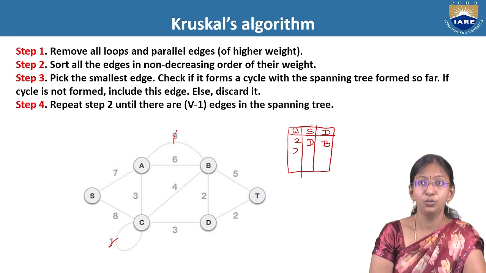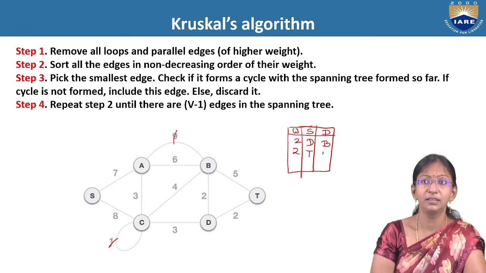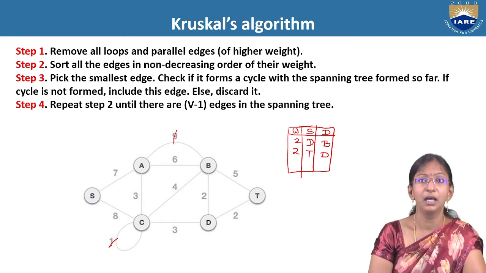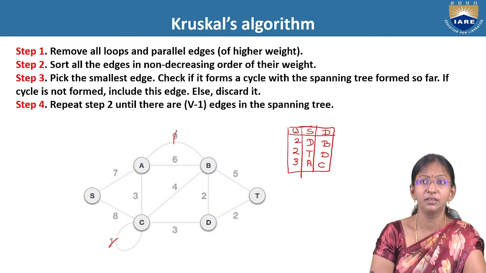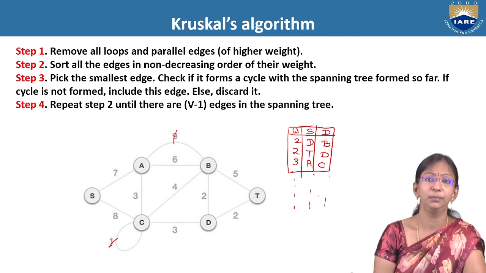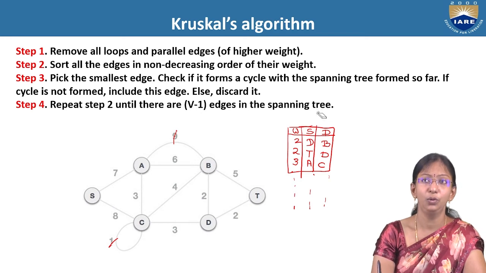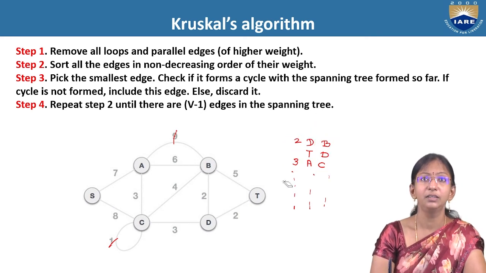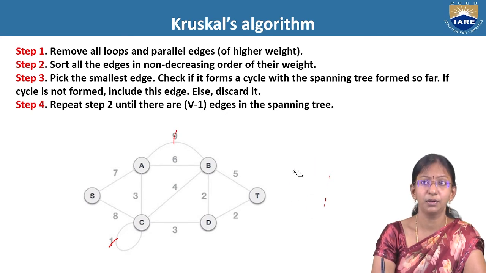Again, another edge with weight 2. Source is T and the destination is D. Next is 3. Source is A, destination is C. In this way, you are going to fill the whole table with all the weights. Okay, this is the second step of your example.